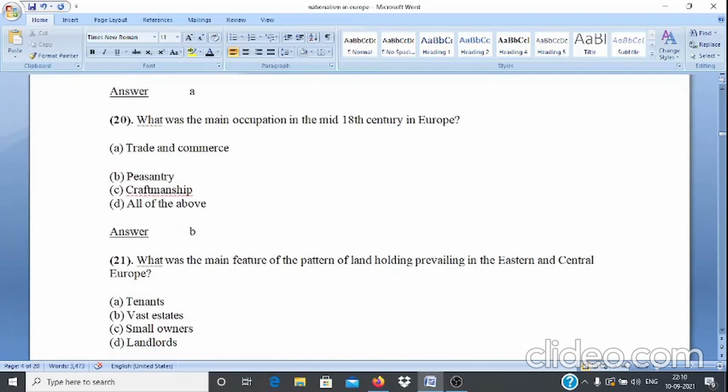Question number 20. What was the main occupation in the mid-18th century in Europe? Options are A. Trade and commerce, B. Peasantry, C. Craftsmanship, D. All of the above. And answer is B, that is peasantry.